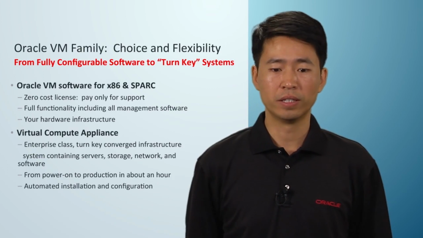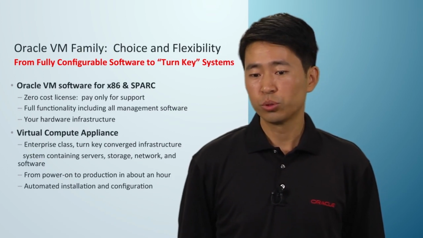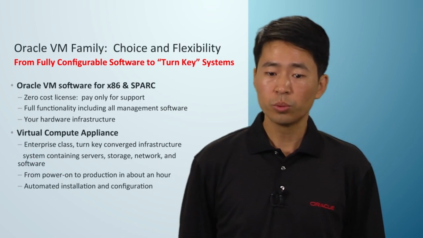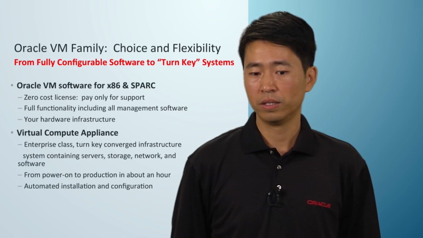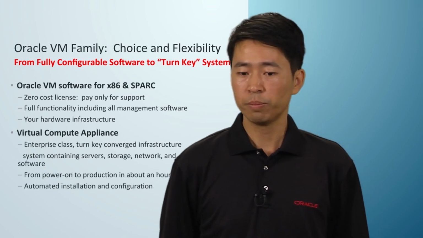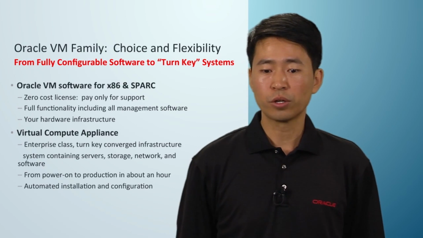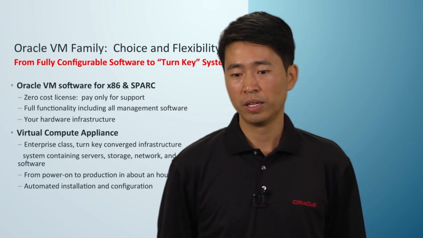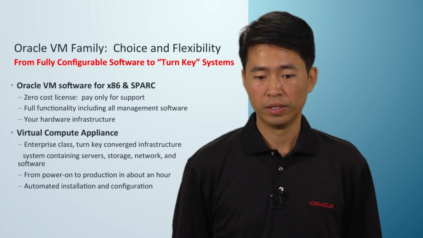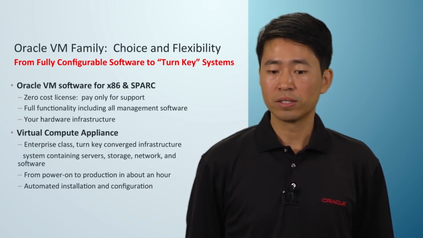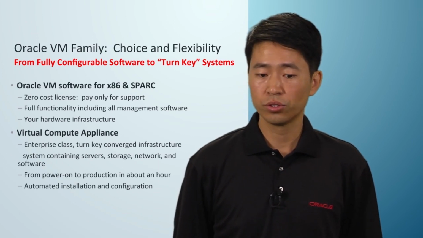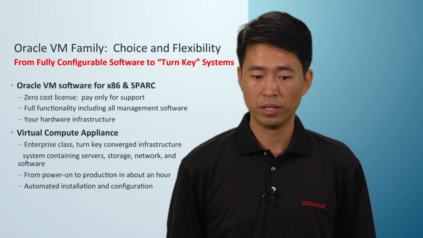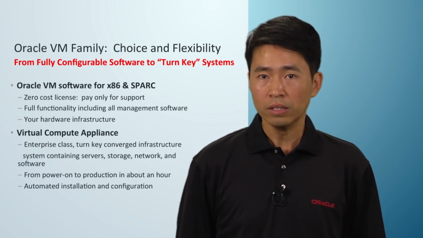In terms of the Oracle VM family, it offers choice and flexibility, from software-only configurations to turnkey systems. The Oracle VM server virtualization software is available for x86 and SPARC. There's no license cost for you to use it. You only pay for support. It provides full functionality, and all the management software comes with the Oracle VM offering. Then the Virtual Compute Appliance is an enterprise-class turnkey converged infrastructure system containing server, storage, network, and software, from power-on to production, literally in about an hour.